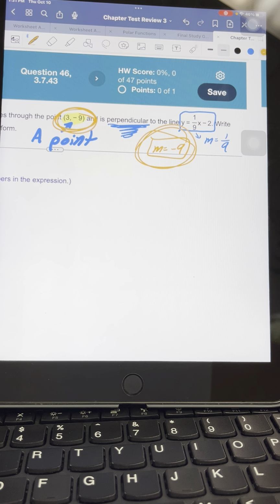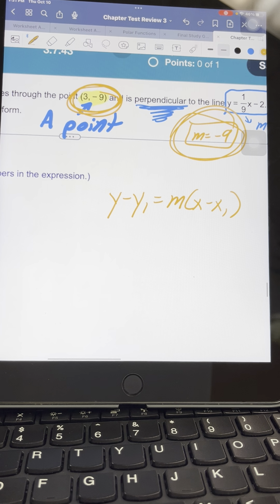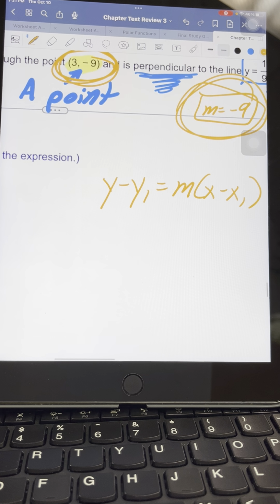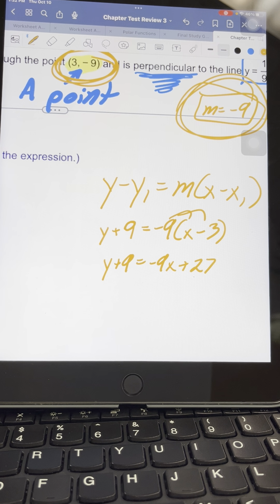So now, if I have a point and I have a slope, what can I use, guys? y minus y1 equals m times x minus x1. So now, I'm going to plot this as x1, y1. So now, y minus what? Plus 9, because it's y minus negative 9, which is plus 9. What's my m? Negative 9. What's my x1? 3. So I'm going to have y plus 9 equals negative 9 times x minus 3. What is negative 9 times negative 3? Positive 27. Subtract 9, subtract 9. So my final answer is going to be y equals negative 9x plus, what is that, 18, right? Plus 18.